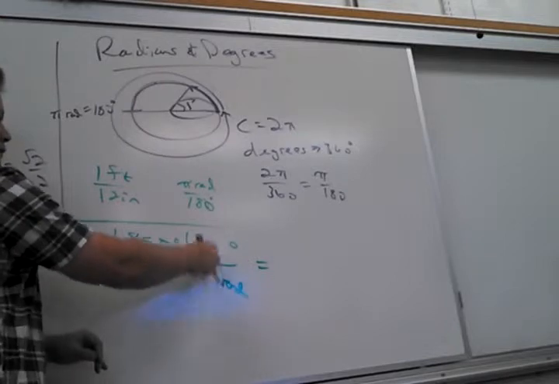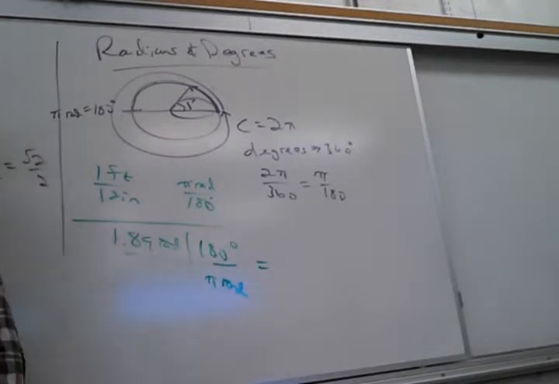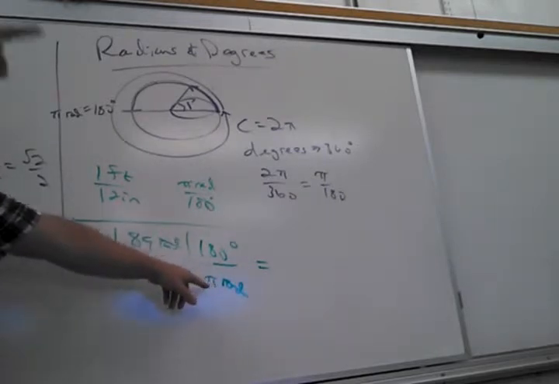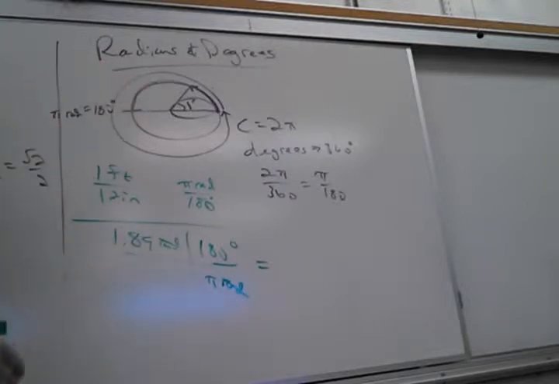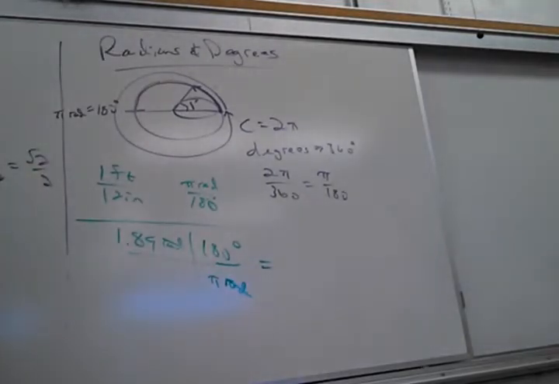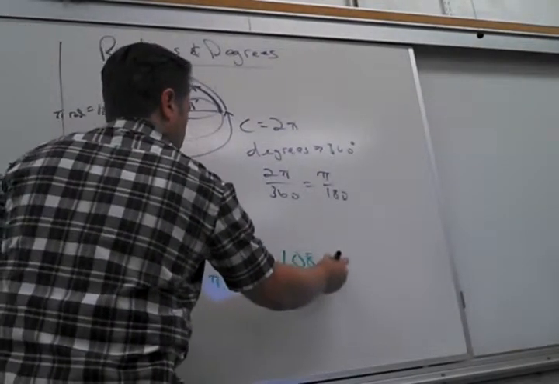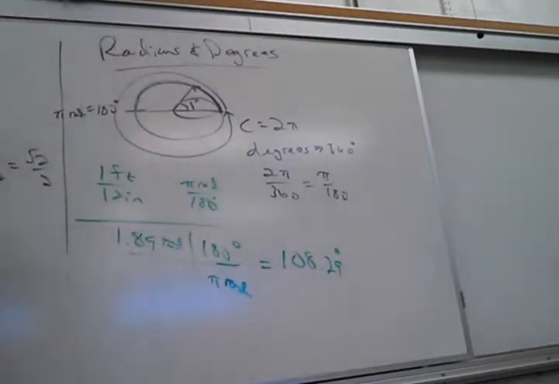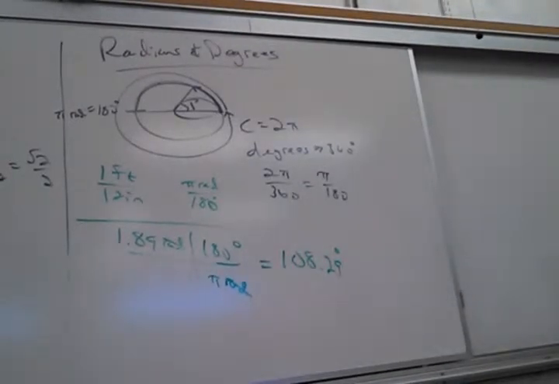So what goes where? 180 on top. 180 degrees is the same thing as pi radians. And then you just plug it all in. I am going to plug in, hit the pi button to get all the way down to decimal. Do you want me to divide by pi? Yes. Cool. I think we got 108, maybe 108 point something or other. Oh, I see. So we're going the other way around.